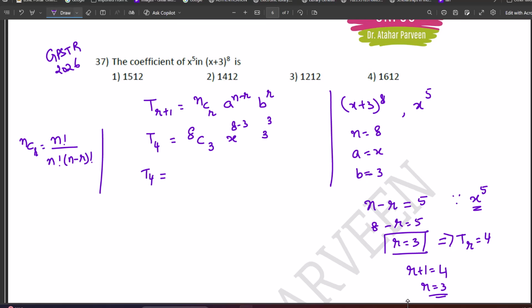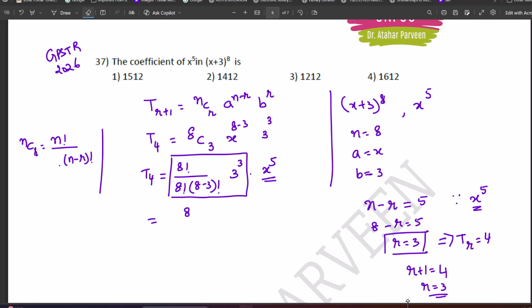This T4 is equal to 8 factorial by 8 factorial into 8 minus 3 factorial. Then I'll write 3 cube here. I'll put x to the 5 in the last, because I have to anyway find out the coefficient. This value will be the answer to this question. Right? So here I can write, sorry, it is r factorial in the formula. So this is our r factorial, so 3 factorial. So here I can write, just to make it shortcut, 8 factorial by 3 factorial into 5 factorial. Of course, here I will have 27 into x to the 5.